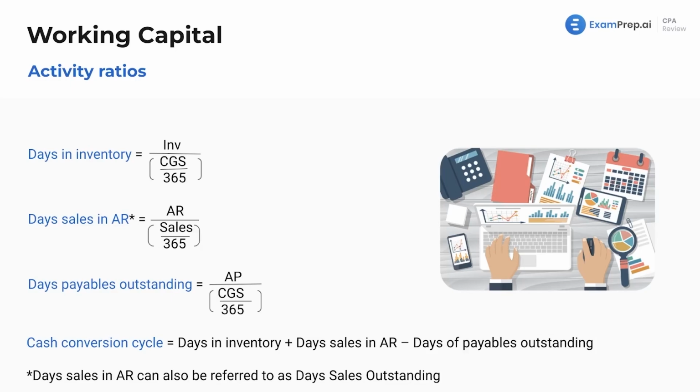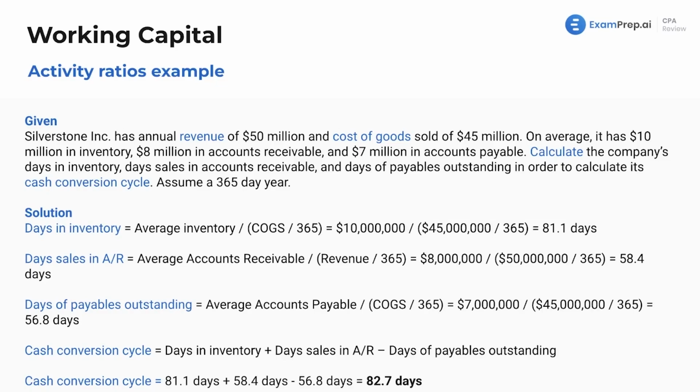Now, we've talked about these ratios. Let's run through them in an example. Activity ratios example. Silverstone Inc. has annual revenue of $50 million. Cost of goods sold. Okay, let's read the question first. As I read questions, and it seems to be a lot of information, I like to read the question first. So, calculate the company's days in inventory, days sales in AR, and days payables outstanding in order to calculate the cash conversion cycle. Okay, so we need the cash conversion cycle, and coincidentally, we need all three of these, and we will do that.